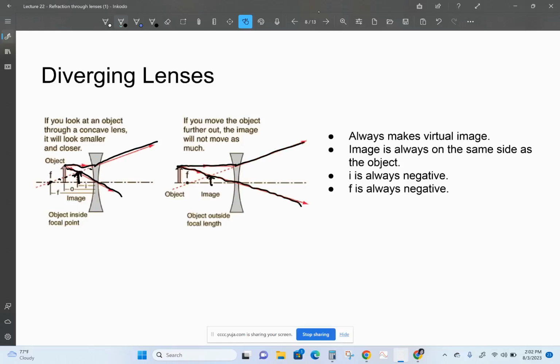So you're always going to have smaller images form. di is always going to be negative, and f is always going to be negative. And it's always going to be upright, but it can never be projected.